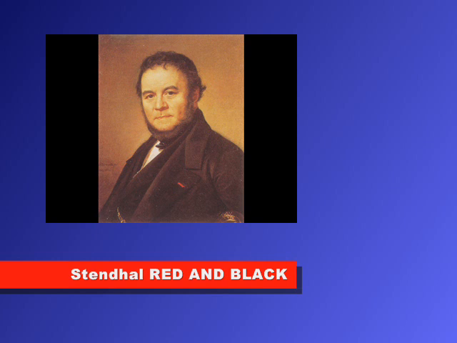Julien leaves for Verrières. He arrives in Verrières Sunday morning and purchases a pair of pistols. Then he goes to church during Mass, stands behind the bench of Mrs. de Rênal, and at the moment of the elevation, when her head is lowered, he fires 2 bullets. The first misses her. With the second, she falls. Julien is arrested and taken to prison.